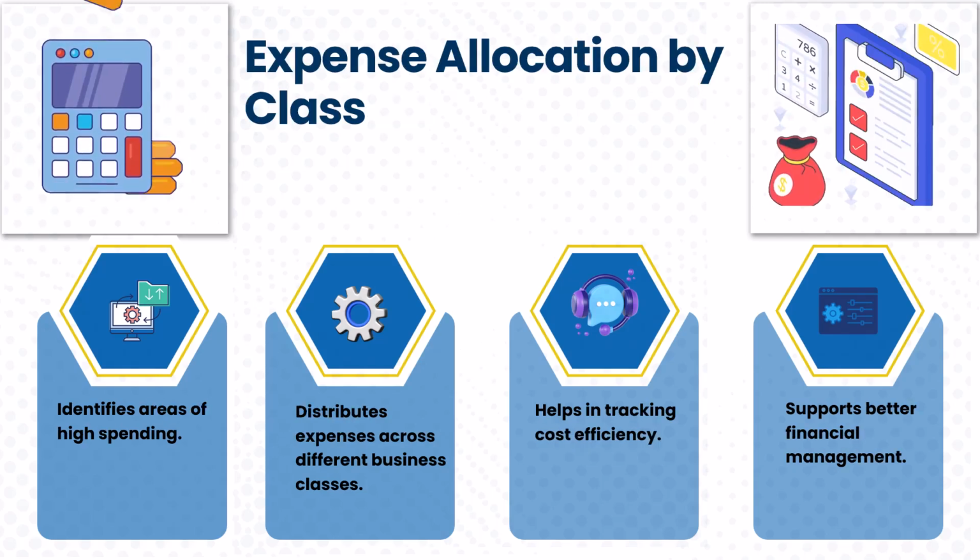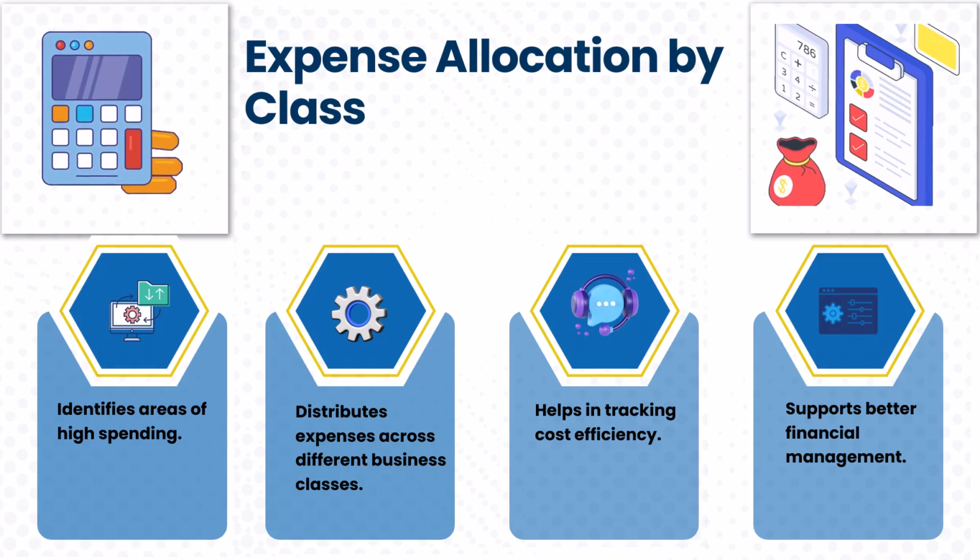Expense allocation by class is like tracking your personal budget. Where did all the money go? By distributing expenses across different classes, you can see which areas are spending wisely and which need a reality check. This helps in cost efficiency and better financial management, because no one likes surprise expenses.